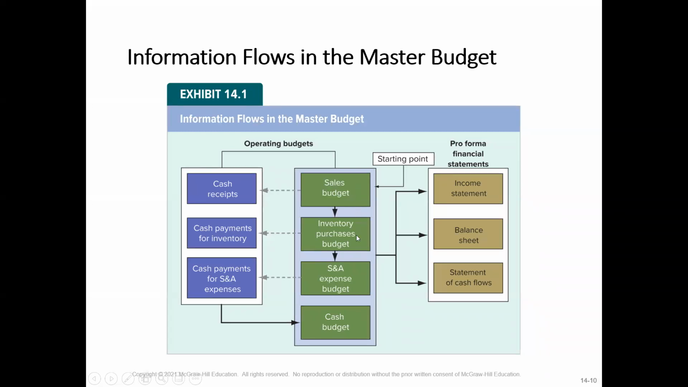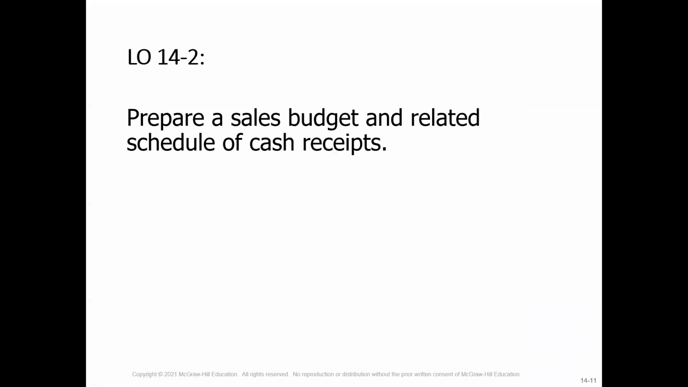Then we have our sales, inventory purchases, and selling and administrative budgets. Those are the basis for our pro forma financial statements. We do an income statement, balance sheet, and statement of cash flows. And the balance sheet would have integrated within it a statement of changes in stockholders' equity. So preparing a sales budget, related to that is a schedule of cash receipts. We need that schedule of cash receipts for our cash receipts budget, which then feeds into our cash budget in general.